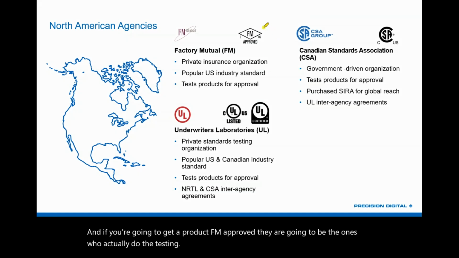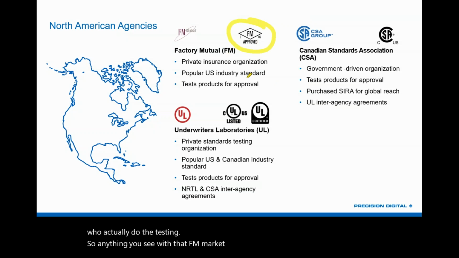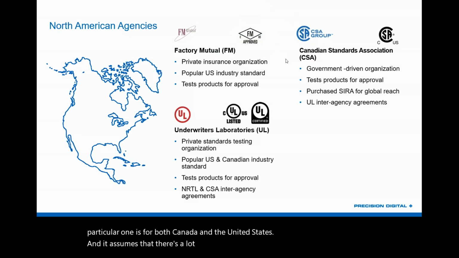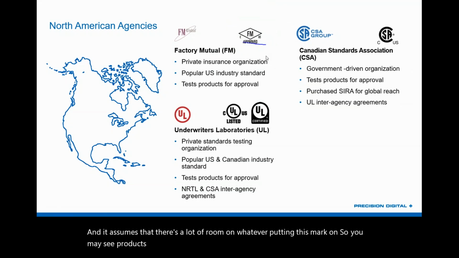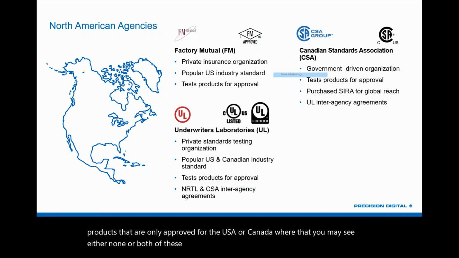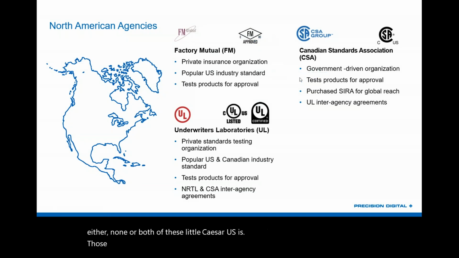So anything you see with that FM mark, and there are variant versions of these. This particular one is for both Canada and the United States, and it assumes that there's a lot of room on whatever we're putting this mark on. So you may see products that don't have that approved written on them. You may see products that are only approved for the US or Canada, where you may see either none or both of these little C's or US's. Those are just different variants of FM approval.